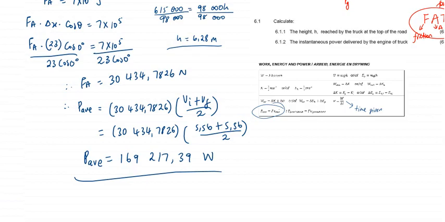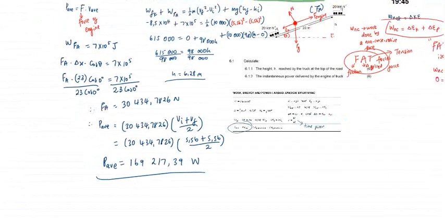Because if we put it in scientific mode, it's going to be 1.7. Yeah, that's correct. So that's going to be 169,217.39 watts. So that's going to be the average power.